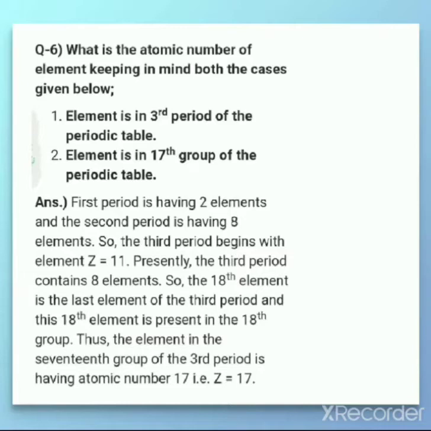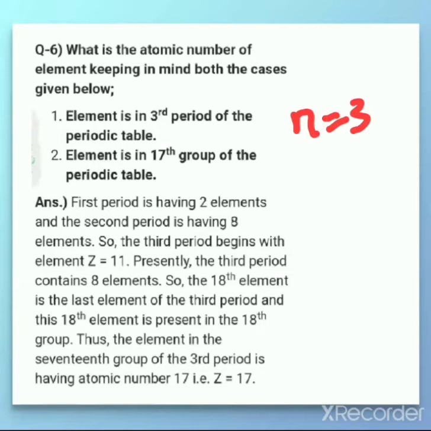That is, the element is in the third period of the periodic table and it belongs to the 17th group of the periodic table. So, as I told you, for each element there is a particular period and a particular group. So, on the basis of electronic configuration we can identify the element. Here the period is given as third period, that means n is equal to 3. That is, the outermost shell is the third shell here.